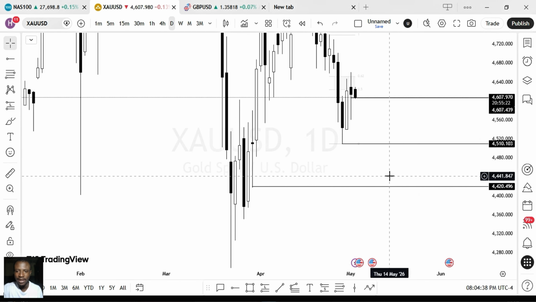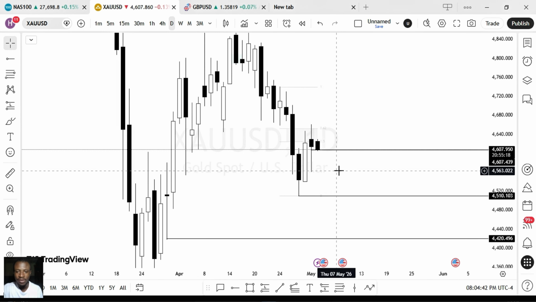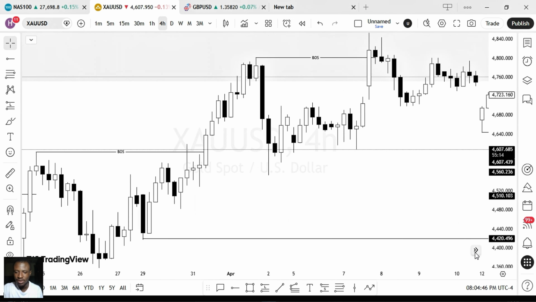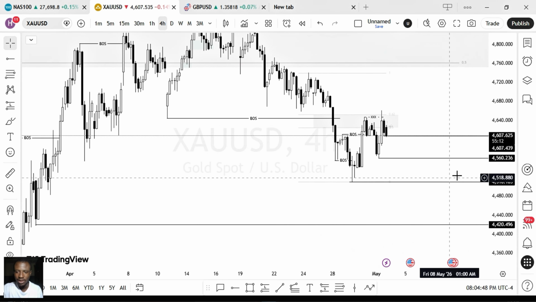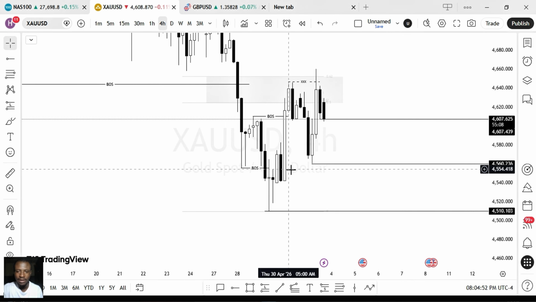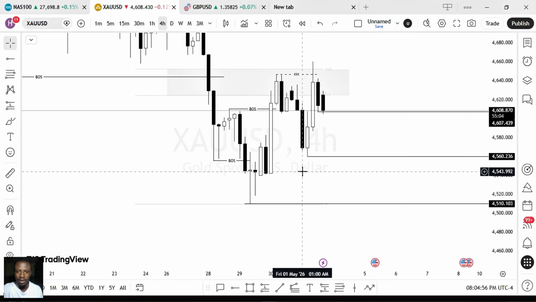So what is my idea? How am I going to trade this pair? From this area right now, I'm looking for selling opportunities. That's what I'm looking for. If you drop down now to the 4-hour chart, I'm someone who trades structure a lot, and that's been a very good approach for me recently. Adding market structure to my analysis is actually very important.